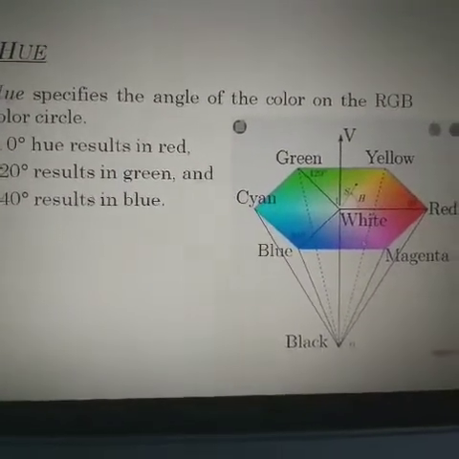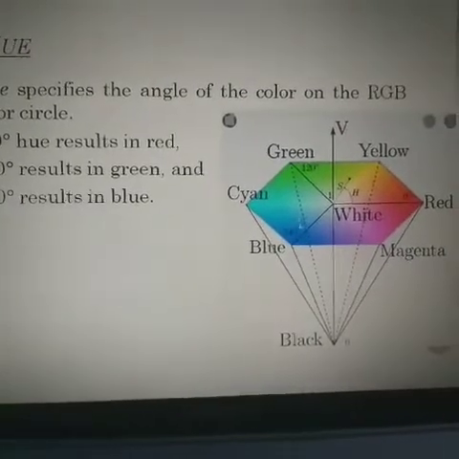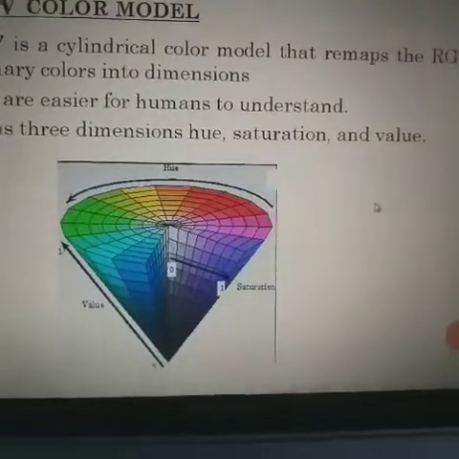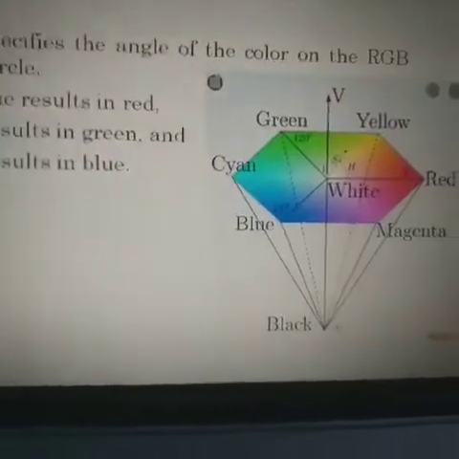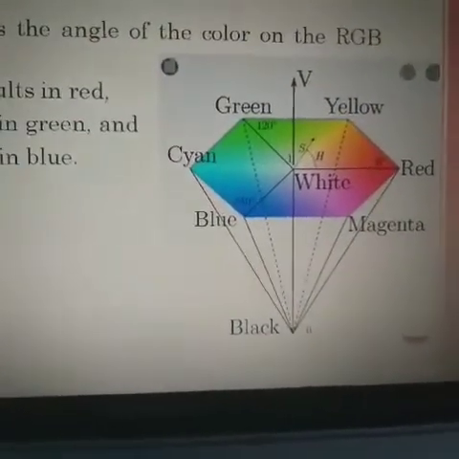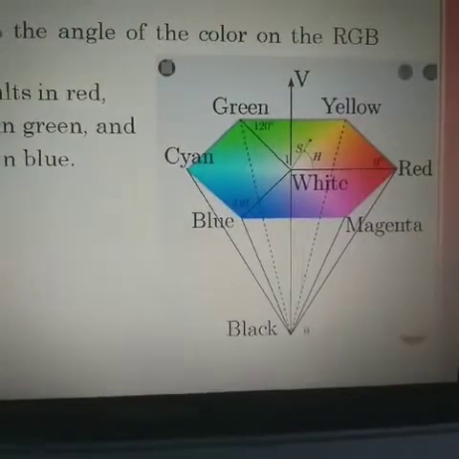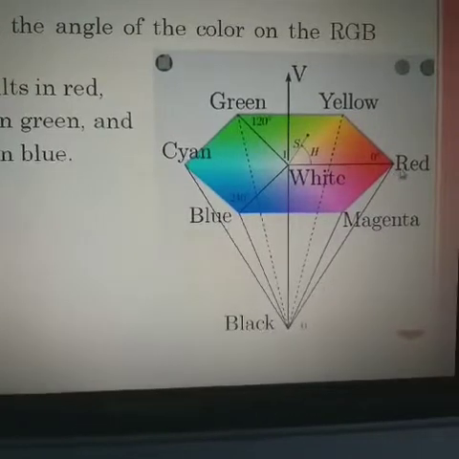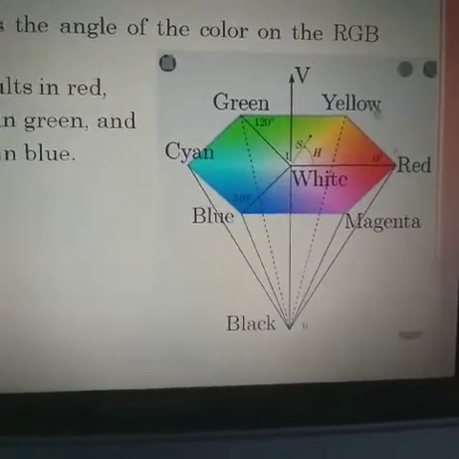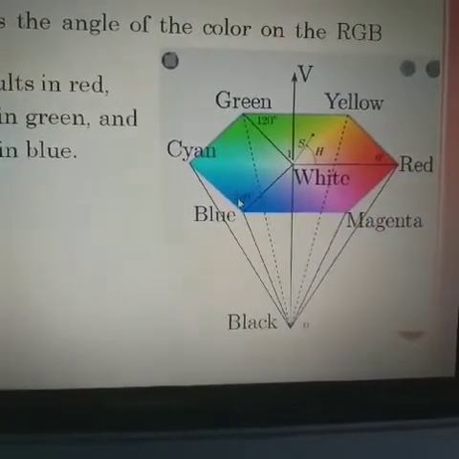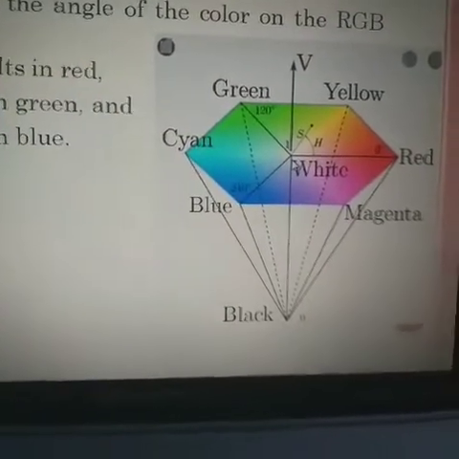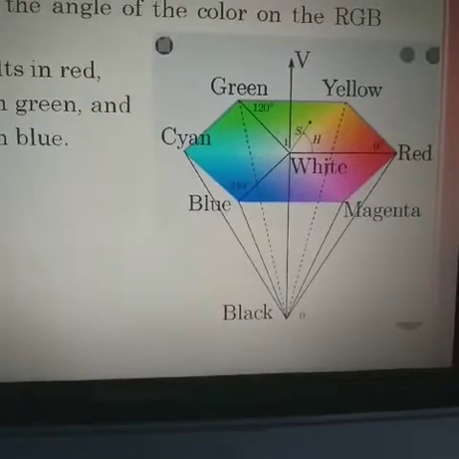If we are talking about this cone shape and take the top view of this cone, it will look like this. It is a hexagon form, and each corner is represented by a different color: red, yellow, green, cyan, blue and magenta. In between we have the white color, where the saturation value is equal to 0.